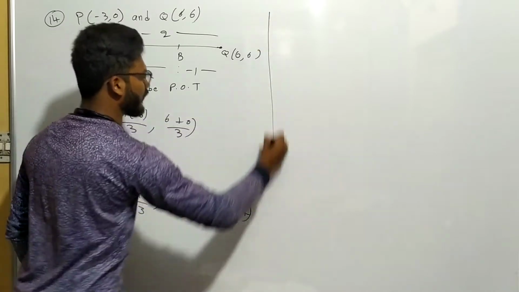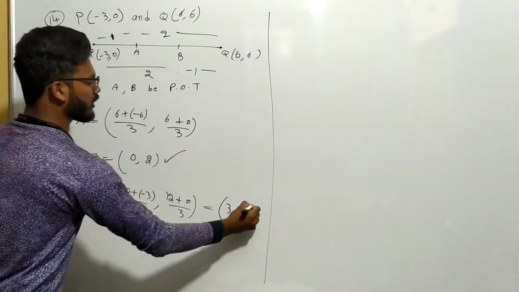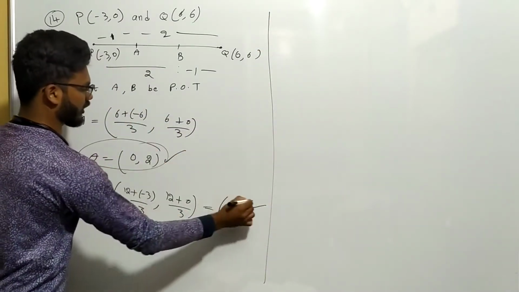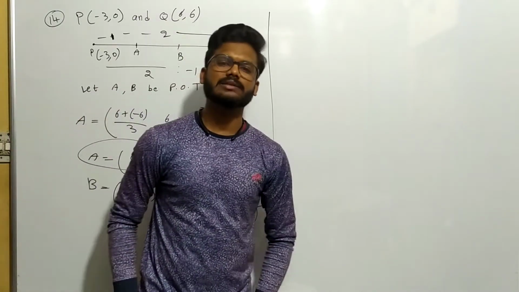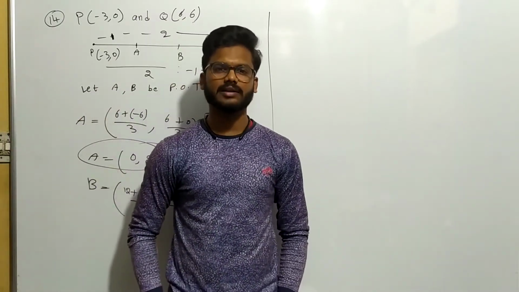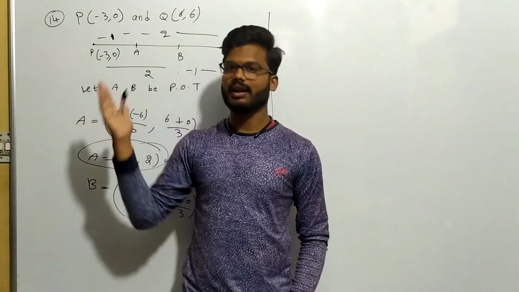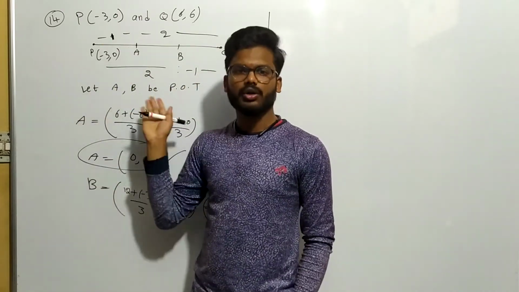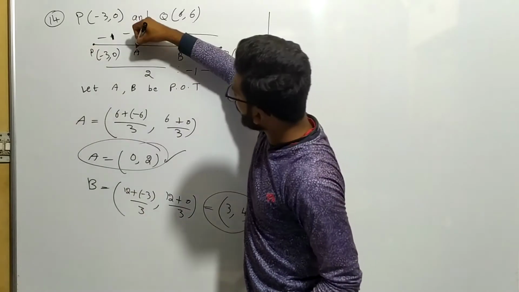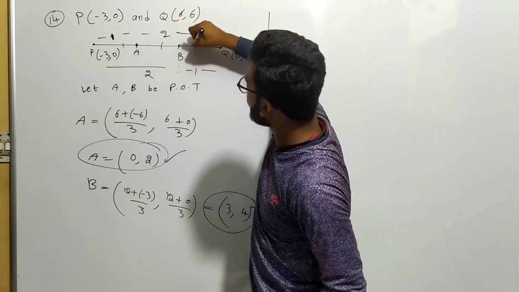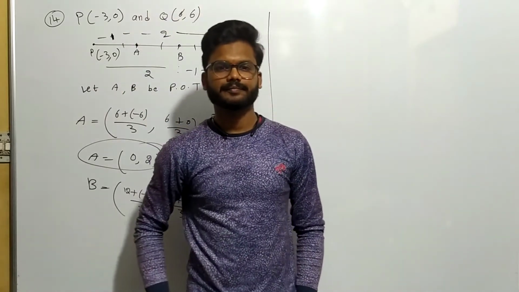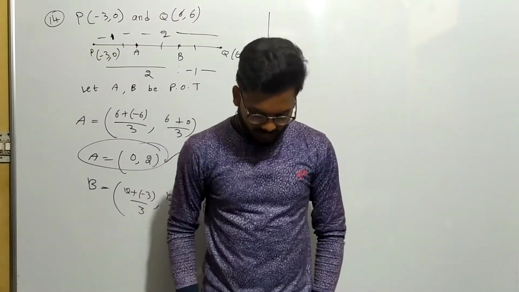Therefore, these are the points of trisection of these two given points. Points of trisection means you have to find just the points which divide in the ratio 1:2 and also 2:1. Nothing but these two points divide the given line into 3 equal parts. Okay. Next, see.